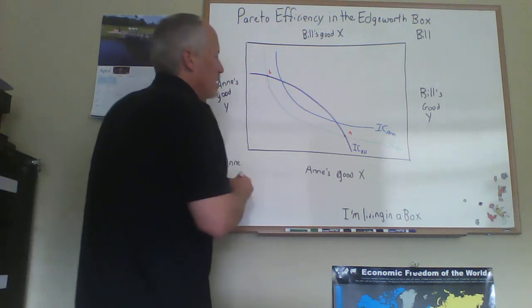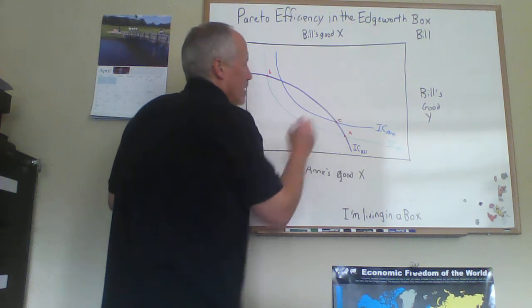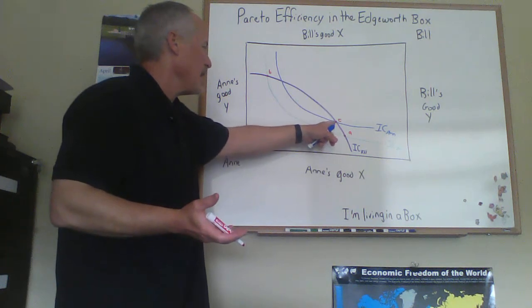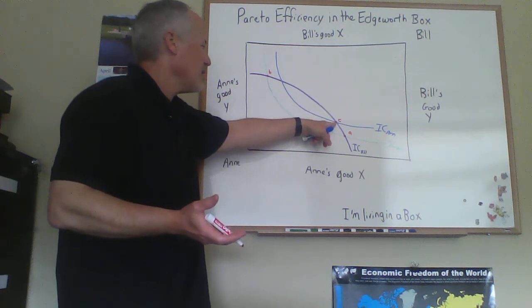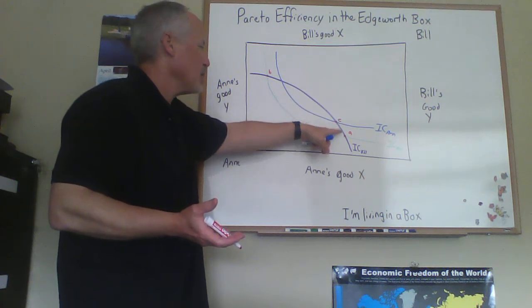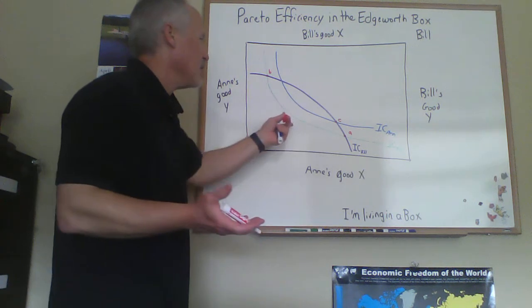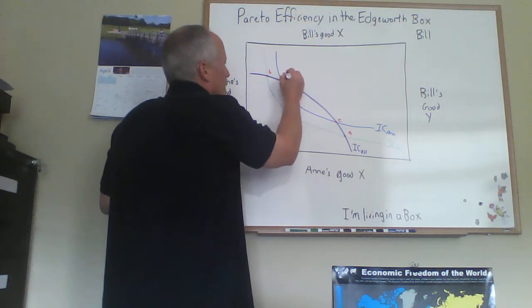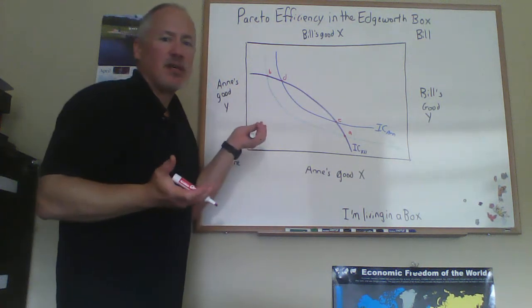And what we can see here is, okay, if we started from A and moved to point C, here's how we know. Ann's on a higher level of utility, a higher indifference curve here at point C than she was at point A, so she's got to be better off. So that's how we know that A wasn't Pareto optimal. And because there's a point like D on this indifference curve, we know that point B wasn't Pareto optimal.